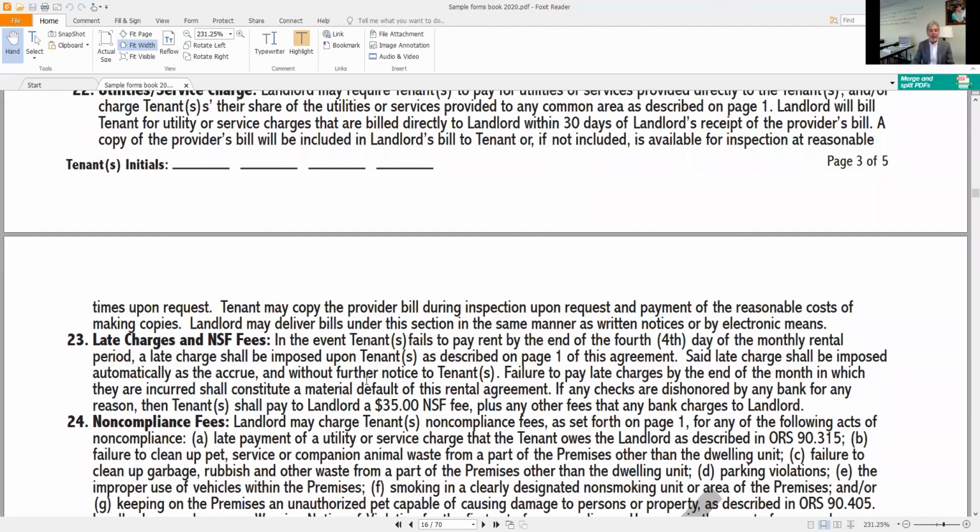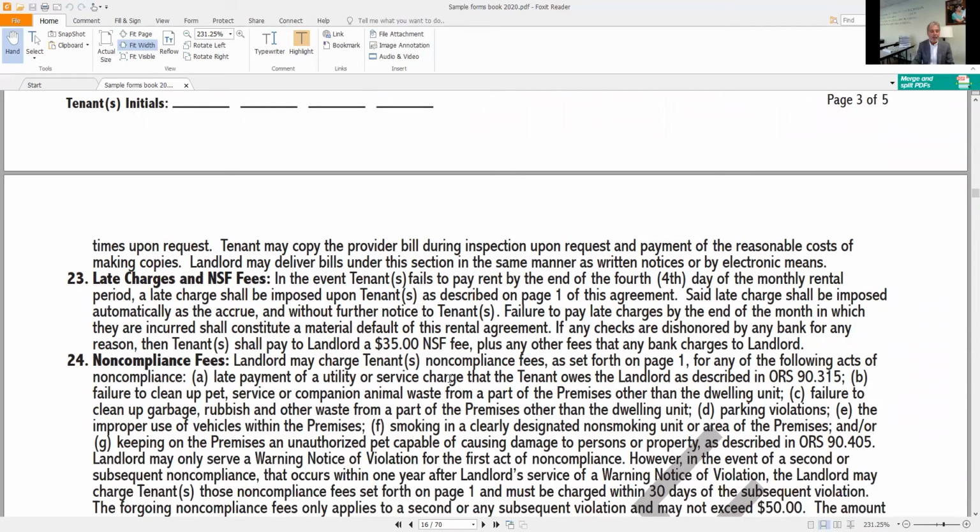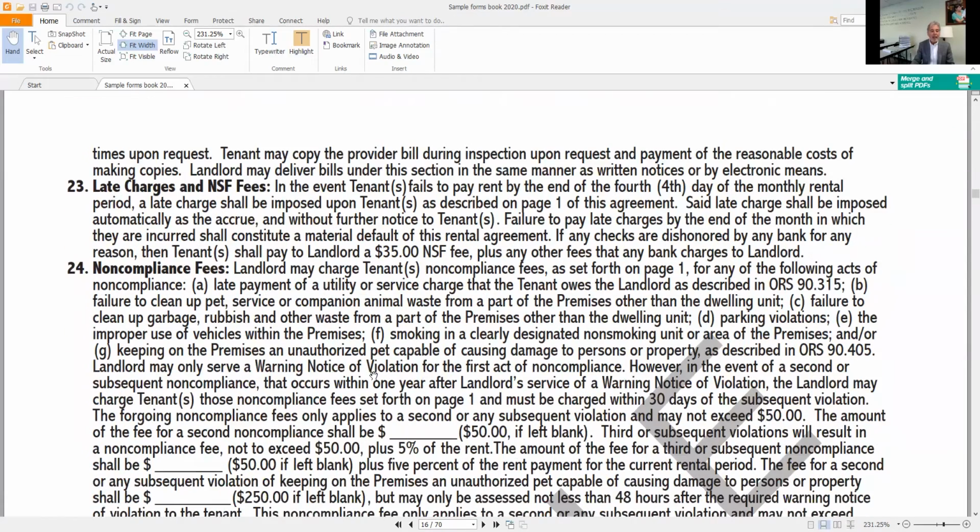NSF fees. You are allowed to charge them a $35 NSF fee. That would come to you for the inconvenience, but you're also allowed to add the bank charge of the NSF fee. So if your bank charges $25 for the returned check, they're basically looking at a $60 monthly fee for that.